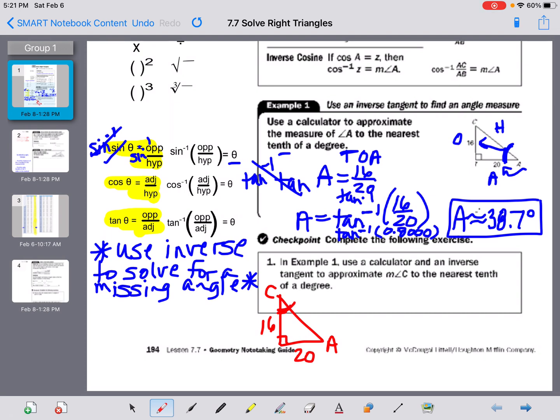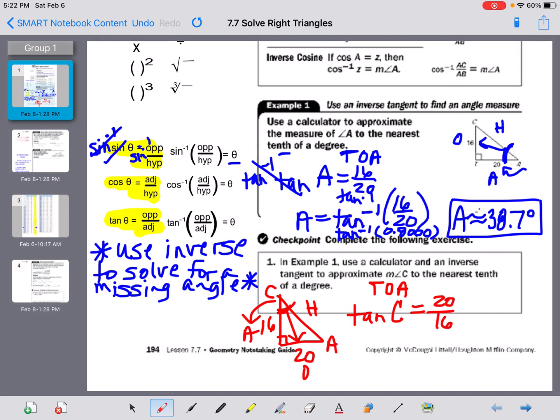Okay, so I'm going for angle C. Well, from C, here's my hypotenuse, I don't know it. Closest one is adjacent. The one across is opposite. So once again, I know an O and an A, so I'm thinking TOA. So I'm going to say the tangent of angle C this time, because that's what I'm looking for. Its opposite is 20. Its adjacent is 16.